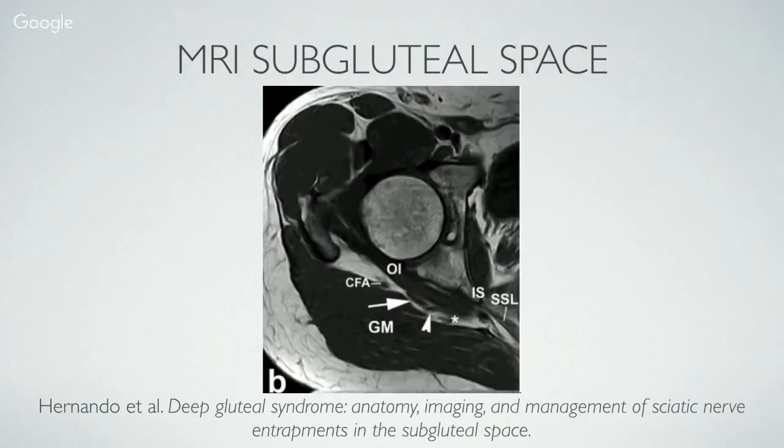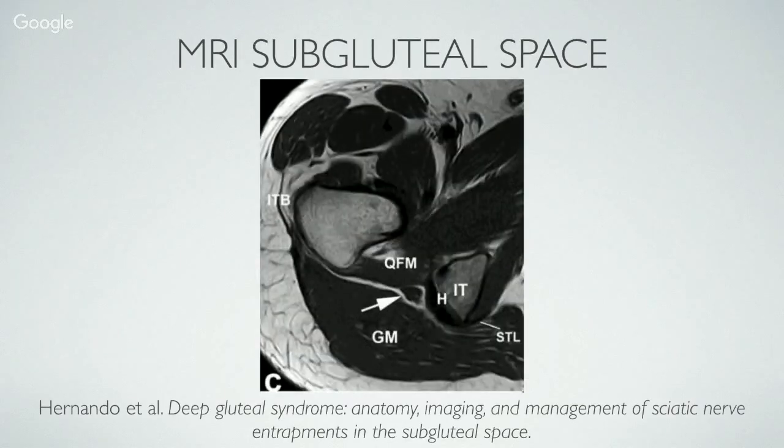This slice is a little bit more inferior. We're at the level now of the gemellus and the obturator internus complex, marked with the OI. The sciatic nerve is again represented with an arrow. You have the posterior cutaneous nerve of the thigh, just medial to the sciatic nerve, marked with the arrowhead. Then you can see the sacrospinous ligament marked right here, and the ischial spine just lateral to that.